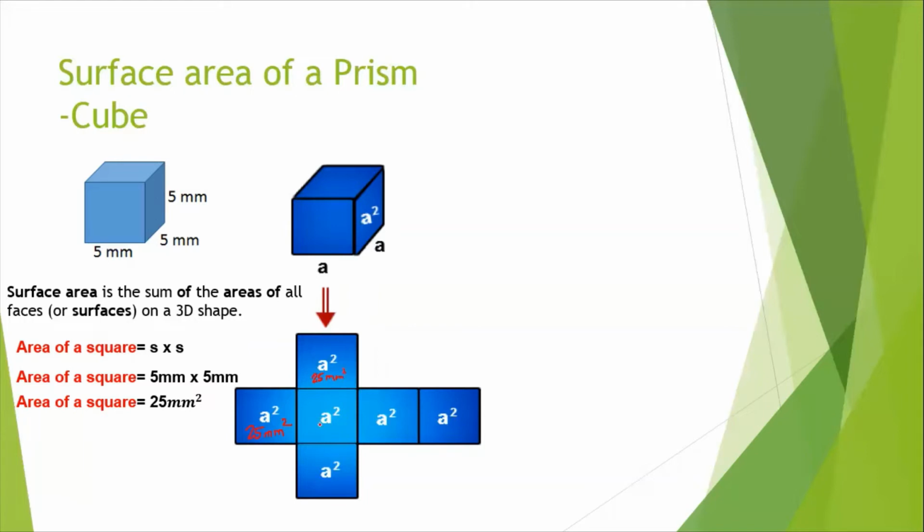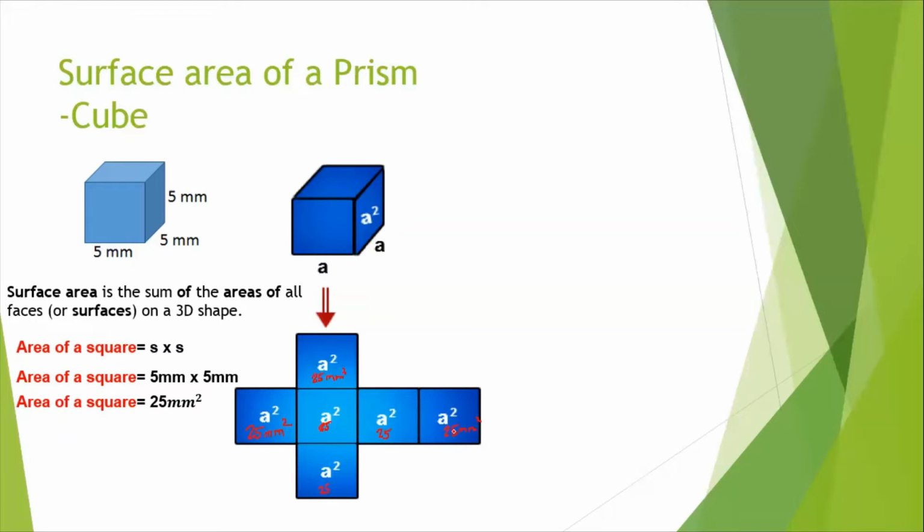Same with this one, 25. I'm not going to put the millimeter. 25 and 25. All of the faces of this cube are 25 millimeters squared. And to find its surface area, all we have to do is to add them all. So 25 plus 25 plus 25 plus 25 plus 25 plus 25.